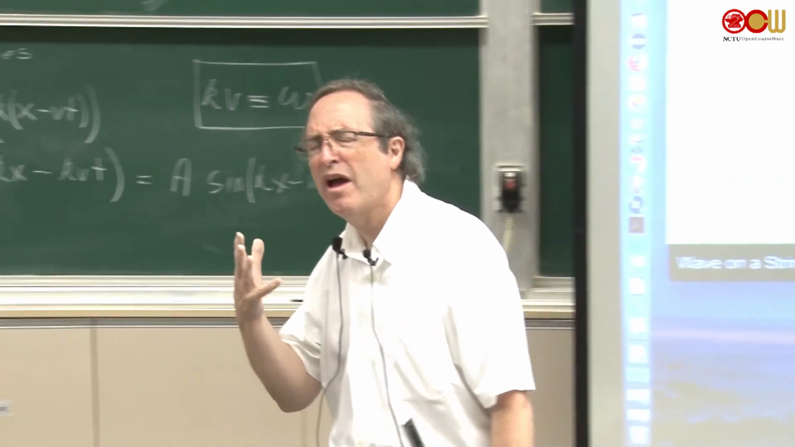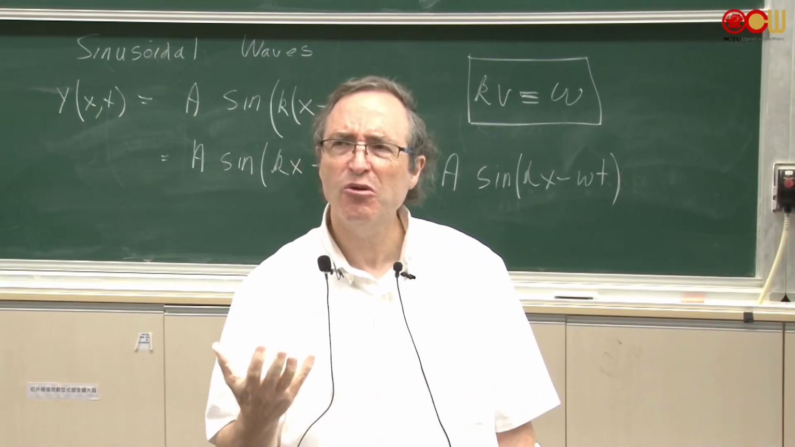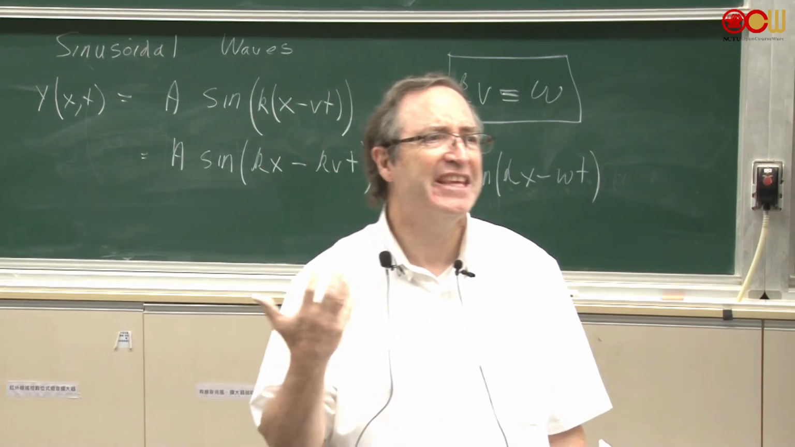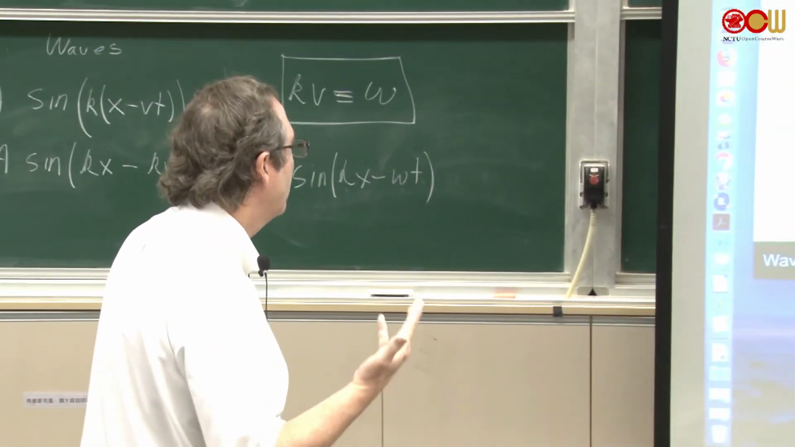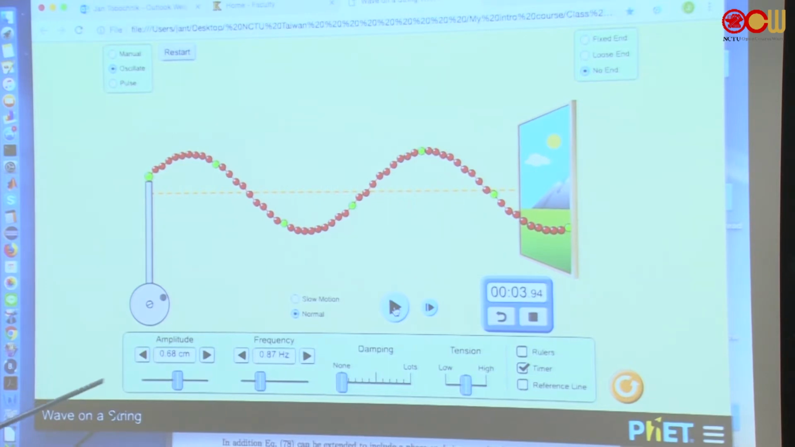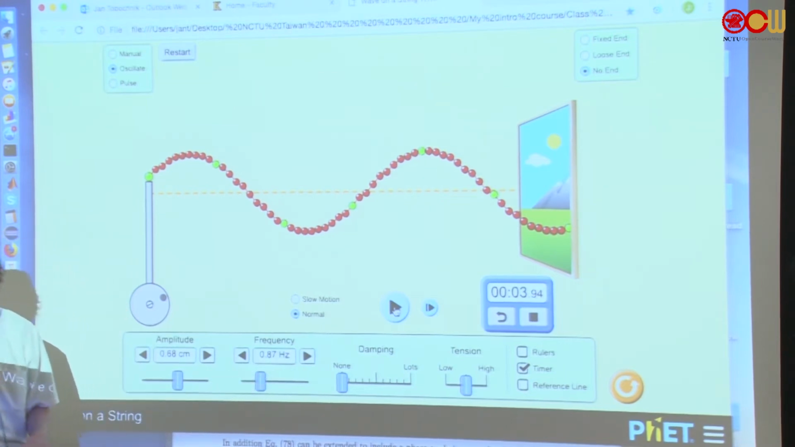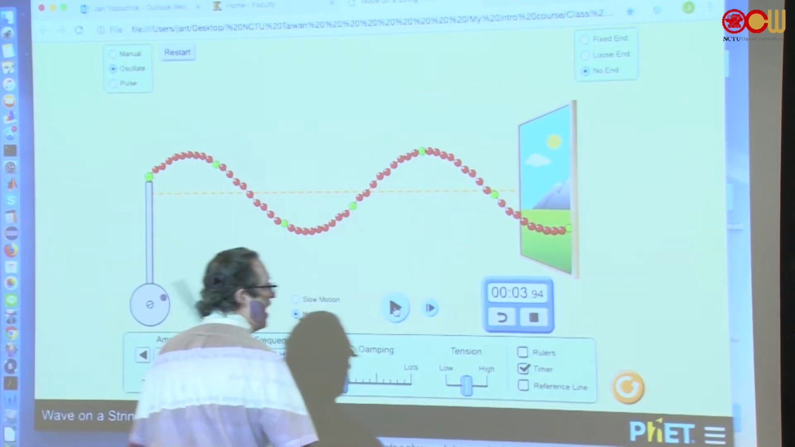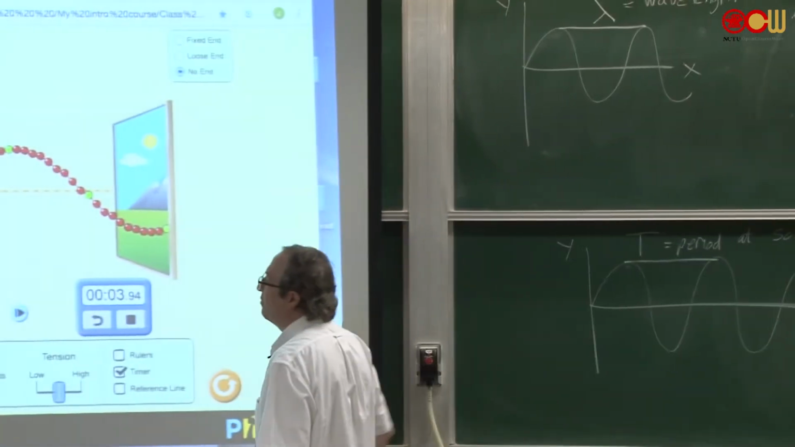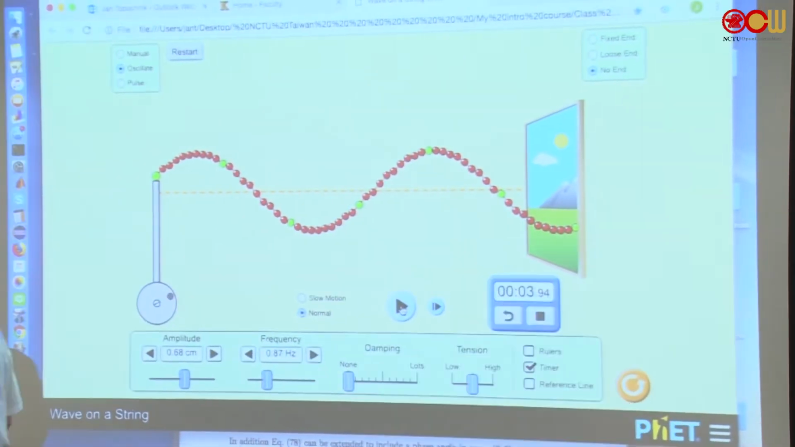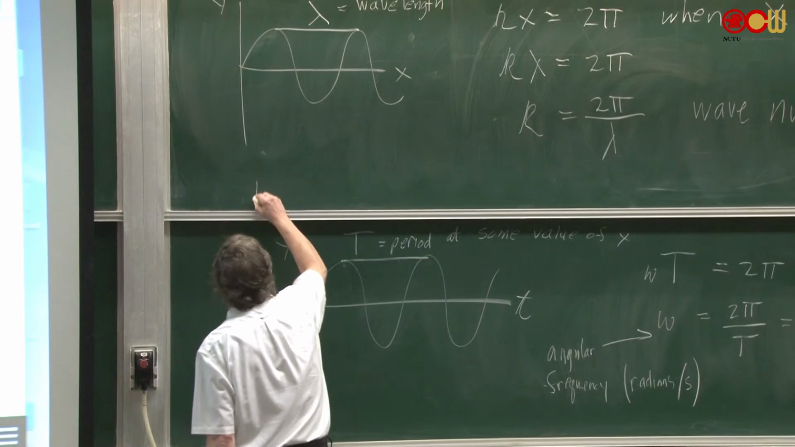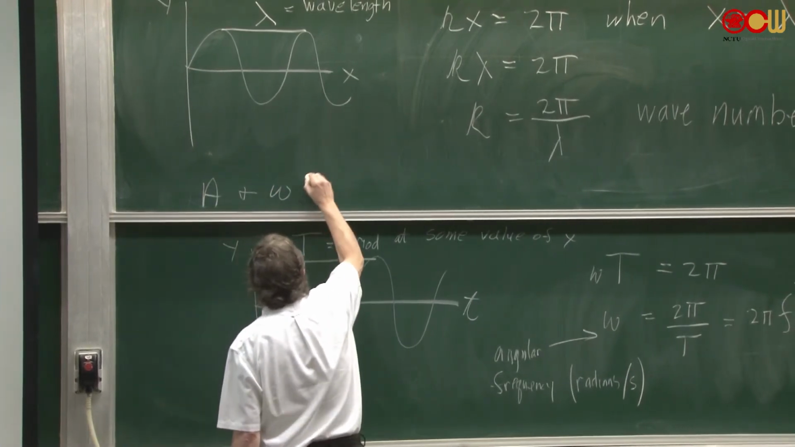Now the question is, how do you determine these? How do you set it up? How do you give it a certain frequency, a certain wavelength? Notice down here, I can change the amplitude. I can change the frequency. I don't control directly the wavelength. We have that the amplitude of the wave and the frequency, omega or f, is determined by the source.